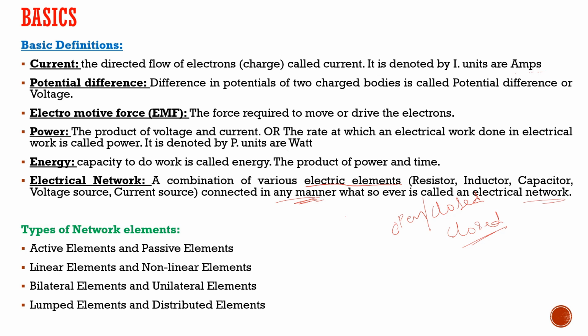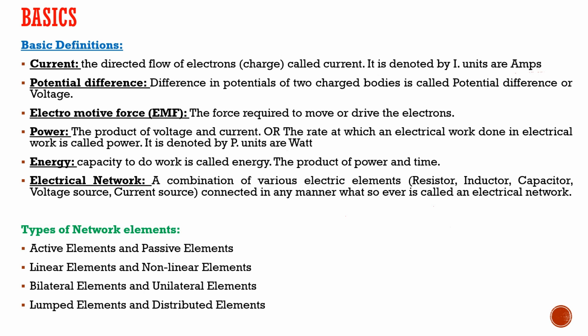So a network or circuit can be formed with the electrical elements. There are a few classifications in the network elements. So we will see the classifications now. What are the types or classifications of network elements or electrical circuit elements? There are four classifications or four types. The first one is active elements and passive elements. The second one is linear elements and non-linear elements. The third one is bilateral elements and unilateral elements. And the fourth one is lumped elements and distributed elements.